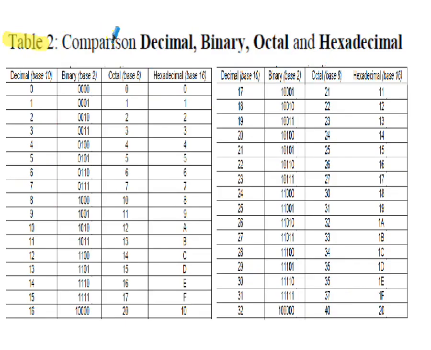Table 2 shown on this slide is a comparison between decimal, binary, octal and hexadecimal bases. We'll be using this for reference in the following slides. So decimal base 10, binary base 2, octal base 8 and hexadecimal base 16. We go from 0 in decimal up to 32 in decimal, and then the equivalents in binary, octal and hexadecimal.